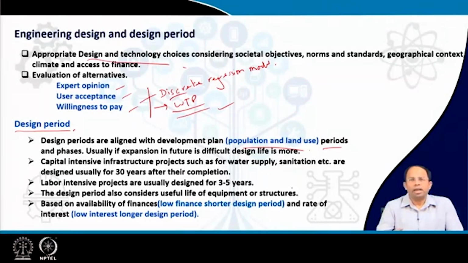The design period also considers the useful life of equipment and structures. For example, certain kinds of equipment like waste collection vehicles have a life of around 10 years for commercial vehicles, or maybe 15 years in some places. So, that also has to be considered. Based on availability of finances and rate of interest, the design period is determined. For low finance availability, the design period would be shorter. If the interest rate is lower, the design period would be longer. These are the different things which determine the design period for the overall project.